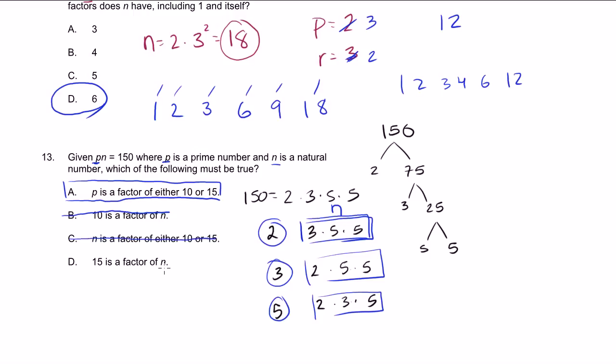And then 15 is a factor of n. So in order for 15 to be a factor, you have to have a 3 in there. And you look at this choice right here, 2 times 5 times 5. This is 50. This n right here is 50. 15 is not a factor of 50. So our first inclination was correct. p is a factor of either 10 or 15. Next problem.